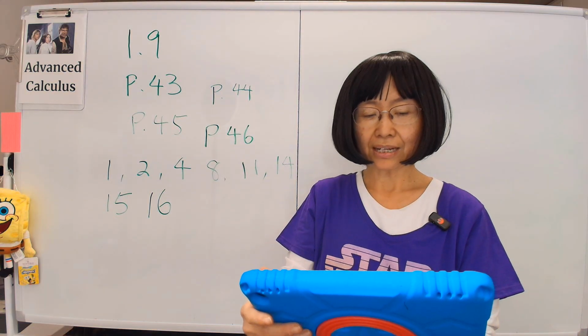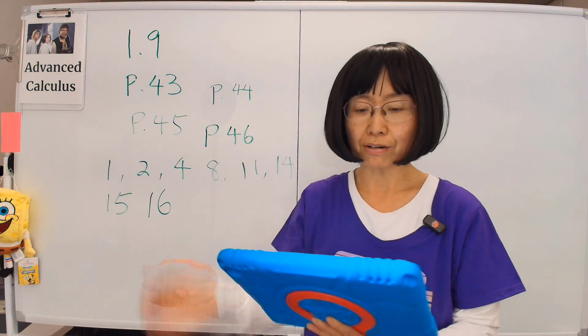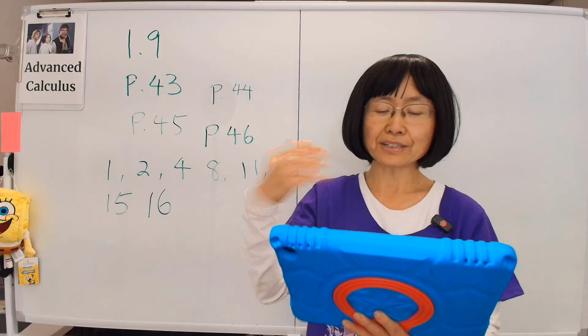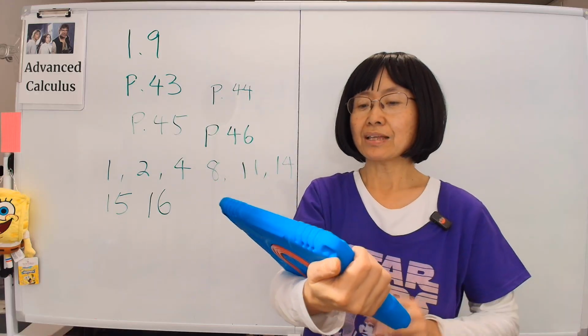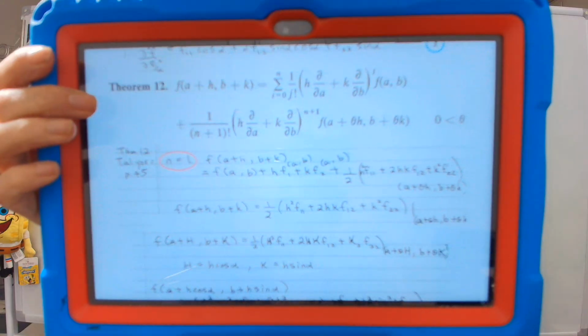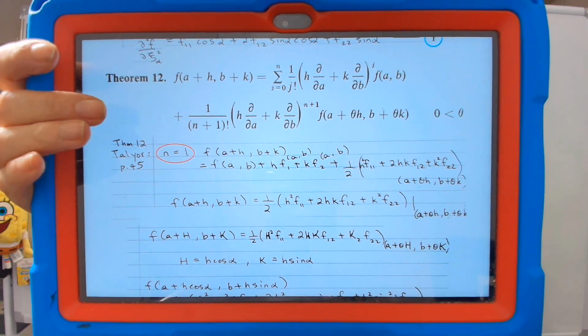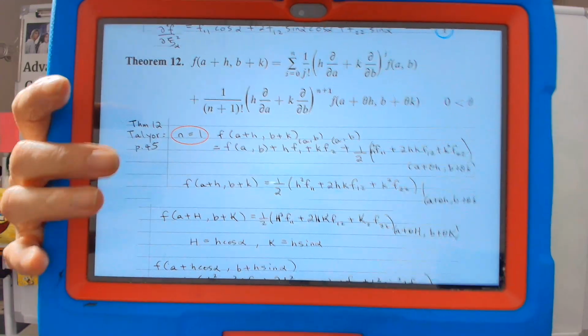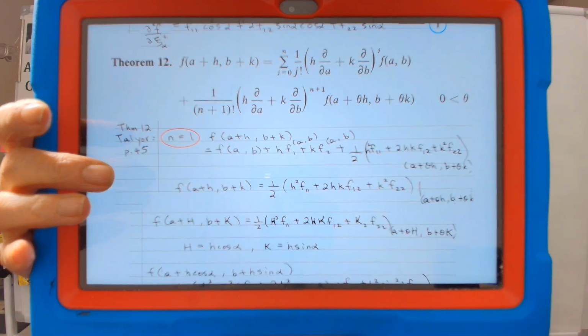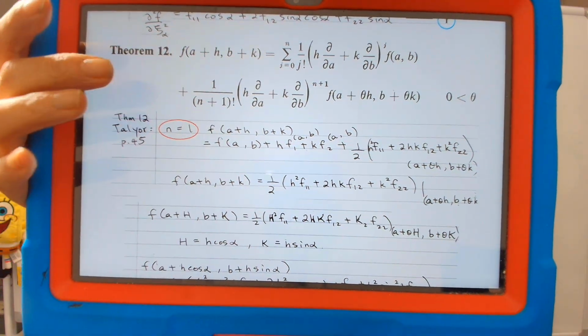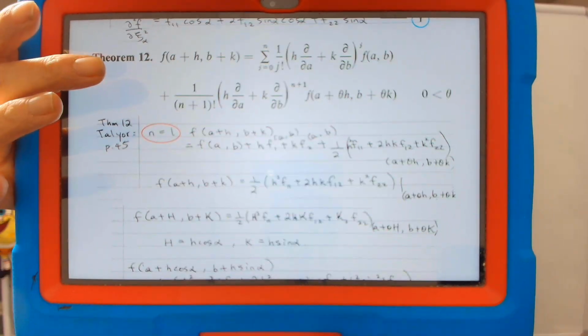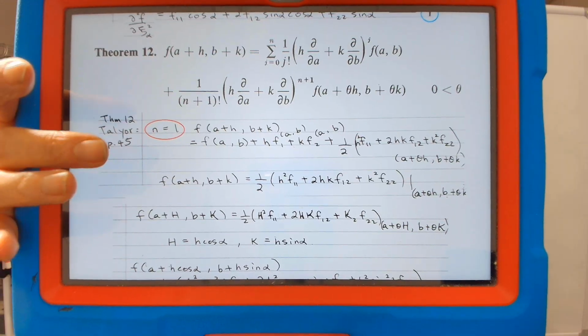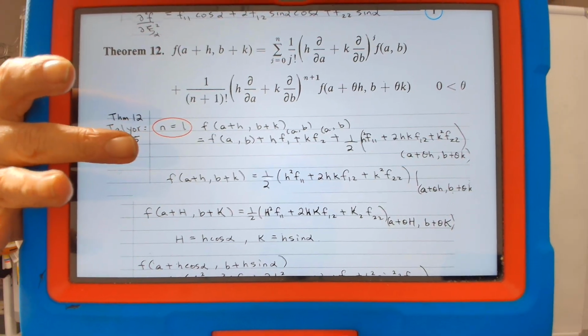For the other half, we're going to go to Theorem 12, the Taylor expansion for two variables. I copied and pasted it right here, so you don't have to look it up. Now that we have it, I want to apply n equal to 1. Keep n equal to 1 in this equation and plug it right in, and we end up with this equation right here.